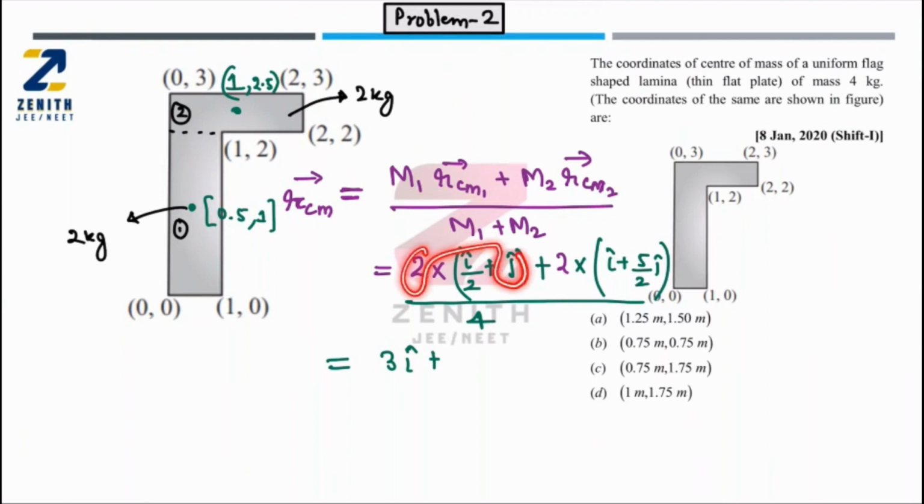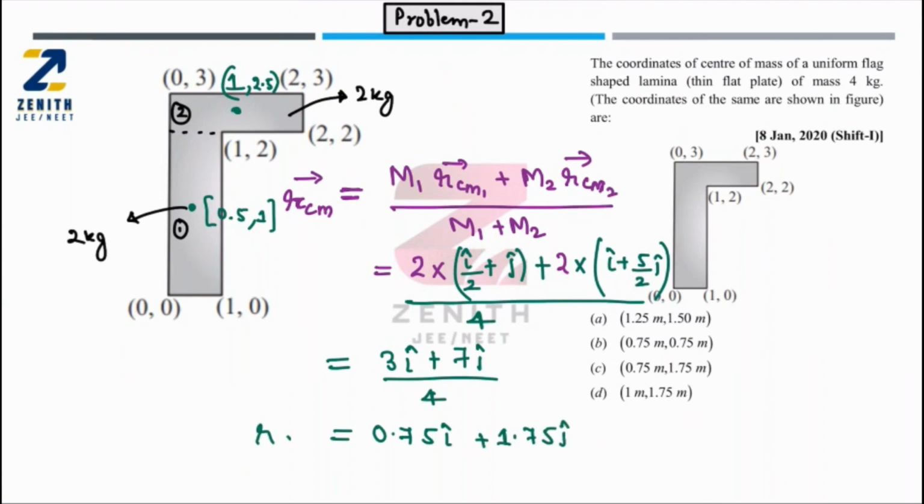If you want to calculate, this is 2J and this will be cancelled out. So 5J, that means 7J, 7J cap divided by 4. That means this value is 0.75 I cap plus 1.75 J cap. This is nothing but the position of center of mass in form of vector. Now you can compare, this x coordinate will be 0.75, okay, and 1.75. That means option C is the correct.